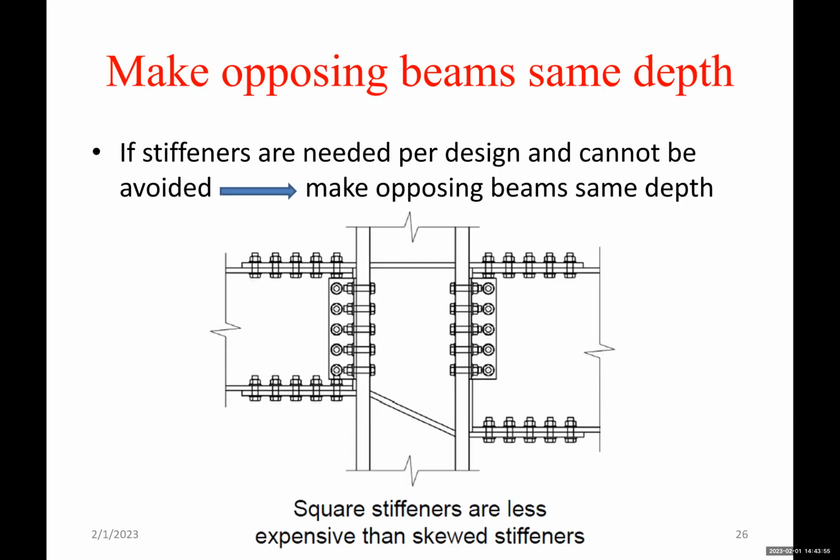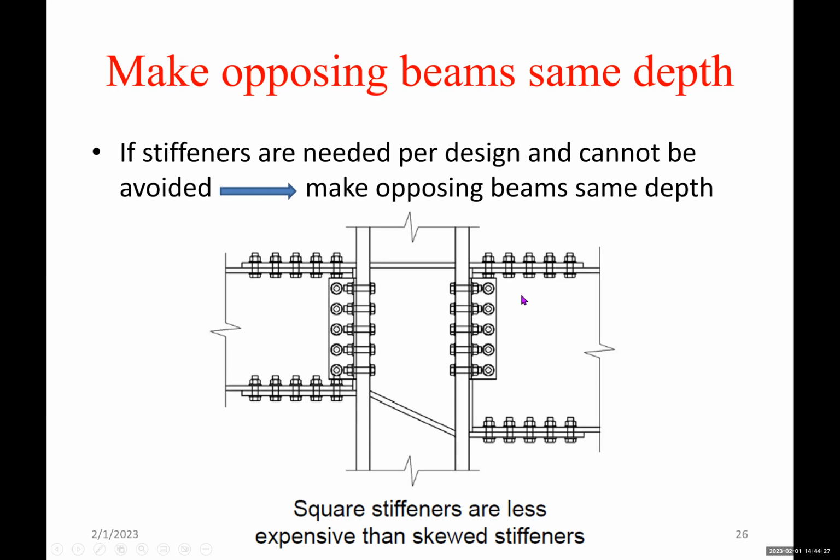Make opposing beams the same depth. Here, as you can see, the figure explains itself. We may have a beam that is deeper on one side of the column than the other side. Now, in a case like this, we would need continuity plates, the continuity plates that go from one flange to another, as you can see here.